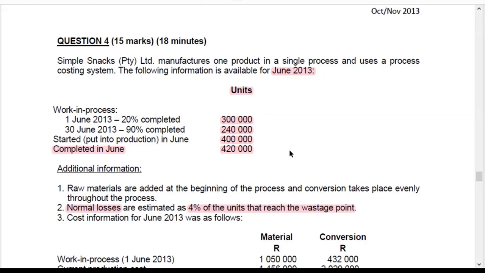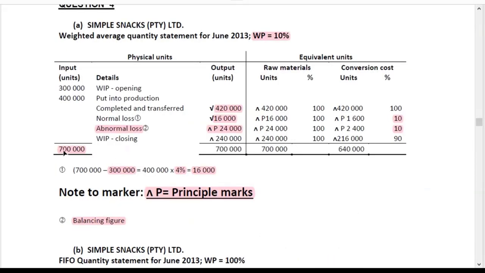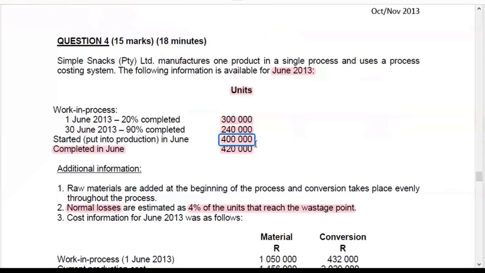So the question starts. How many units did you start this process with? You started with the 300,000 plus the 400, which is 700,000 units, which you have here. I started with the 700. Then you ask the same question again. Opening WIP, was it before the wastage point or was it after? When my wastage point is 10%, was my opening WIP before or after? It was after.